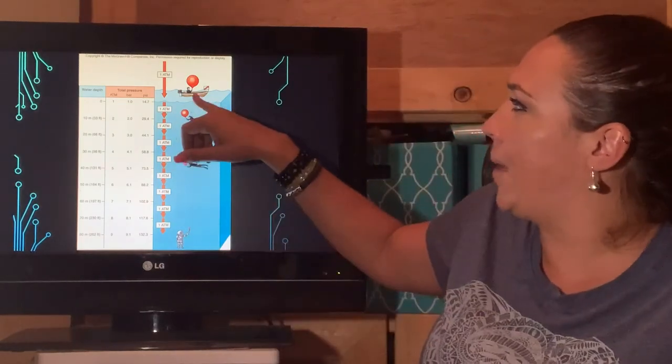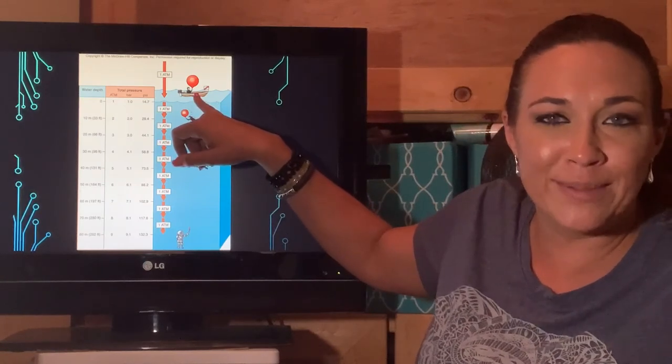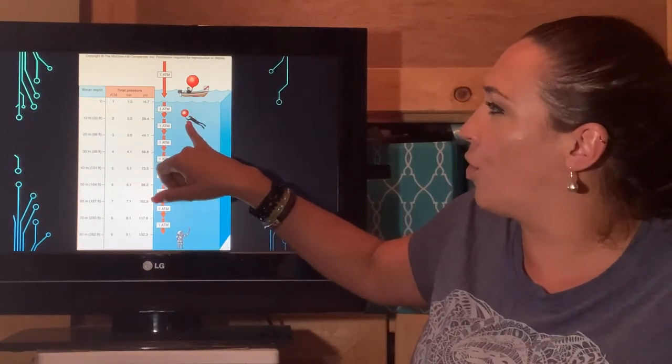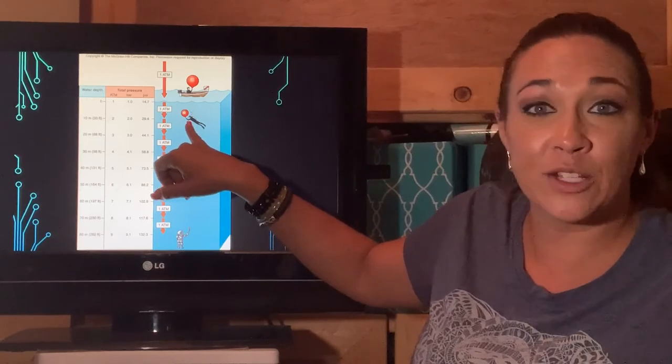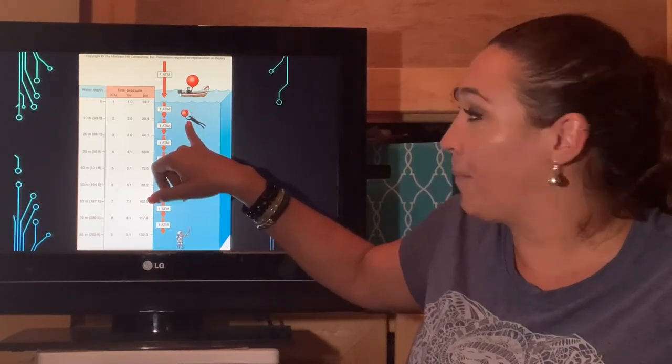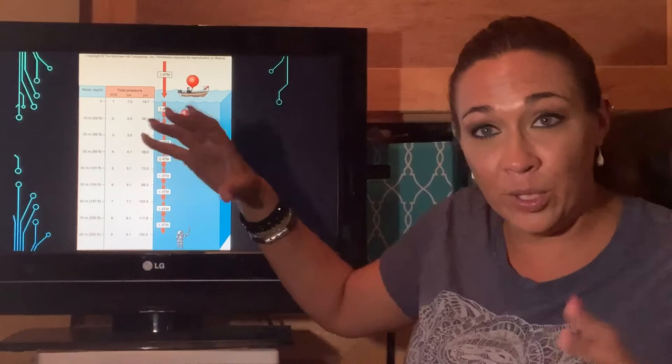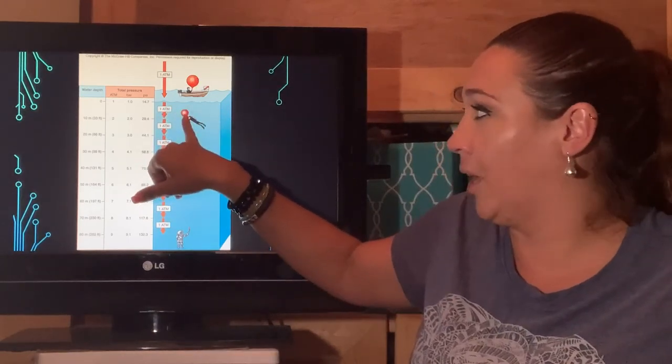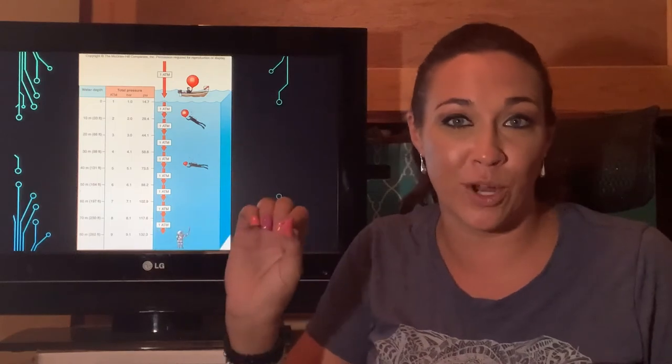Okay, so if you were to take a big balloon, this guy has a big old balloon in his boat, and he drops down to about 30 feet, that's one atmosphere pressure. Okay, that's a lot of pressure. So that balloon is going to shrink significantly. In fact, every 33 feet is another atmospheric pressure.